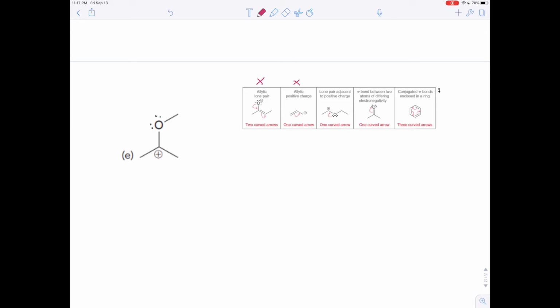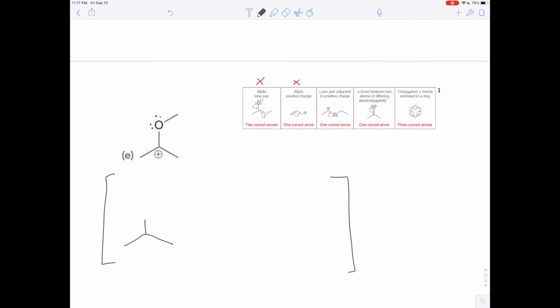Does it have an allylic positive charge? No, you don't have a double bond there, so you can't have a positive charge that's 1 atom away from an atom in the double bond. How about a lone pair next to a positive charge? And that we do have. So we have resonance, you draw those brackets.